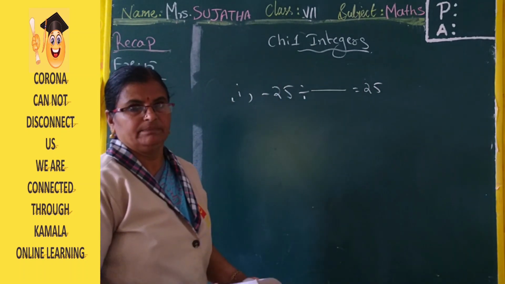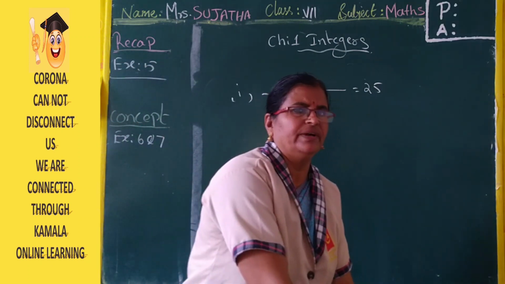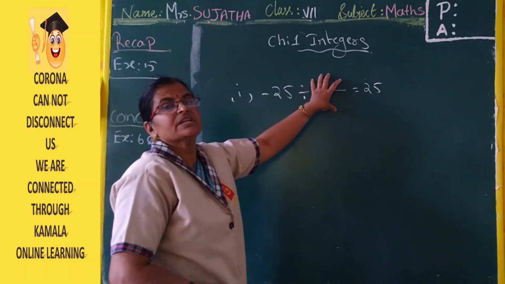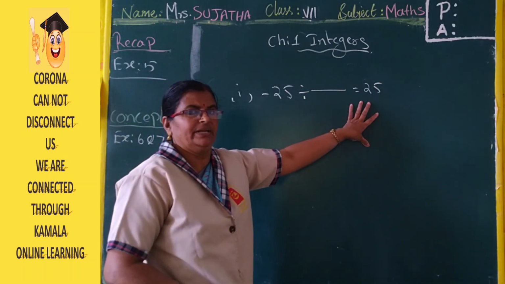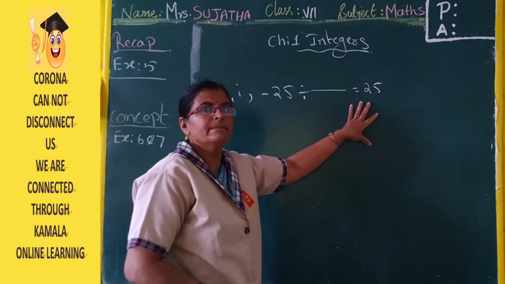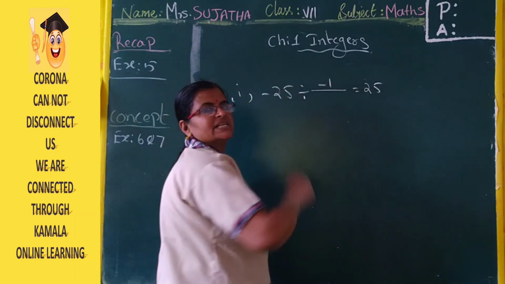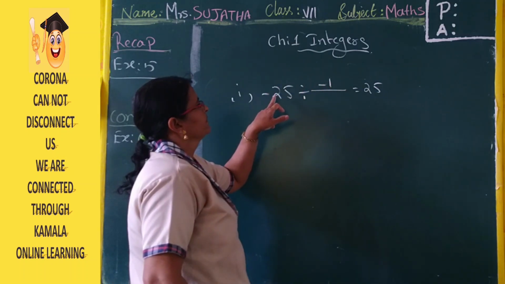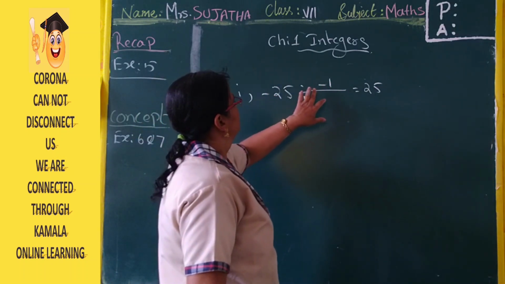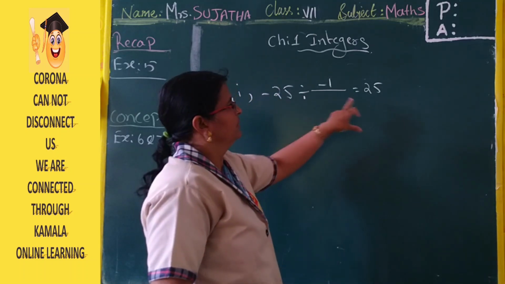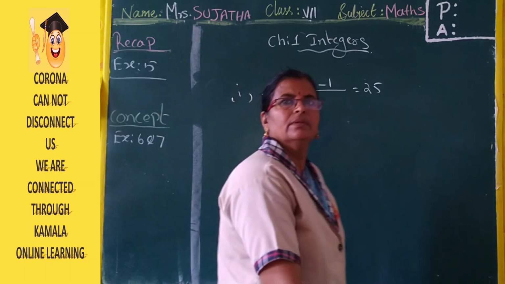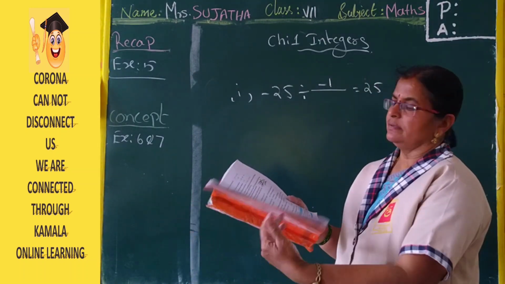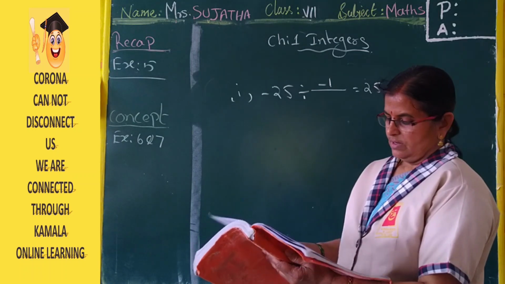So what do you have to write here? This minus 25, by which number will it be divided so that you get 25 here? Minus 1. Minus 25 divided by minus 1, then you will get plus 25. Like that, try these 4 easy bits. That is also homework.